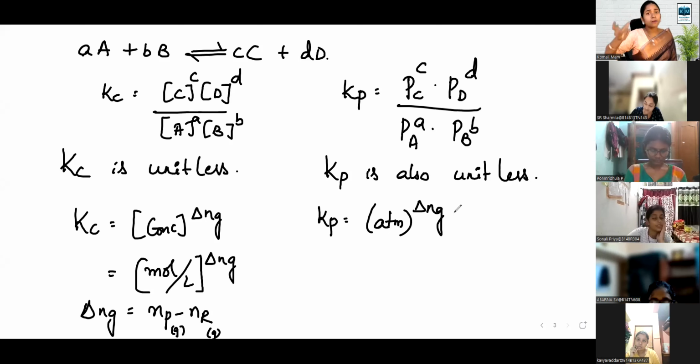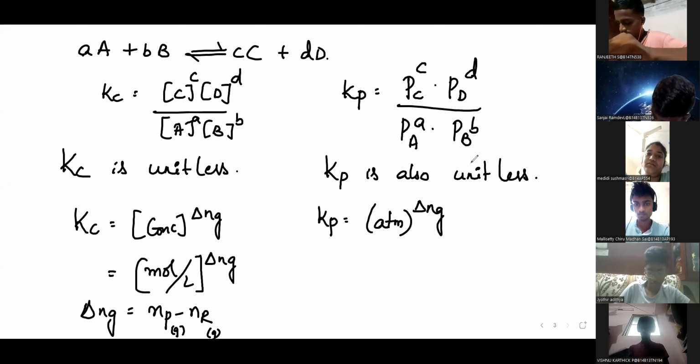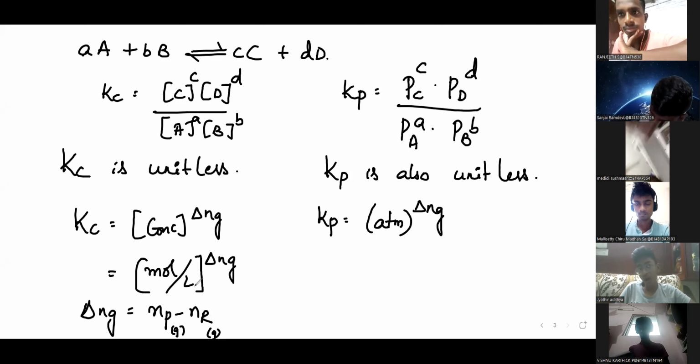Ma'am, if both options are given, then what should I select? If some units are given and pressure units are also given, what should we do? First priority is we have to mark unitless. If they did not give unitless, then only you should take pressure or concentration units. Got it? So first priority is unitless.